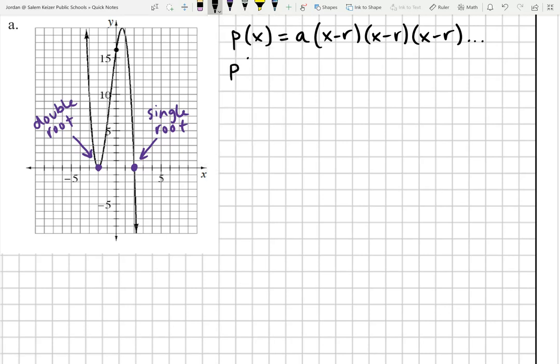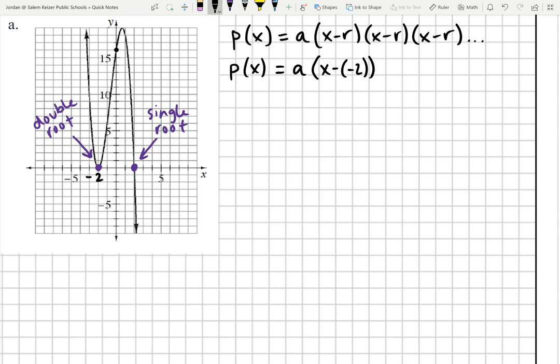So now we can build the equation. Okay. A, we still don't know because we don't know how stretchy it is. Okay. We don't know what the stretch factor is yet. That's what this process is about, is solving for the stretch factor. And then we're going to put the roots that we have. Okay, so our first root looks like it is at -2. So x minus -2.